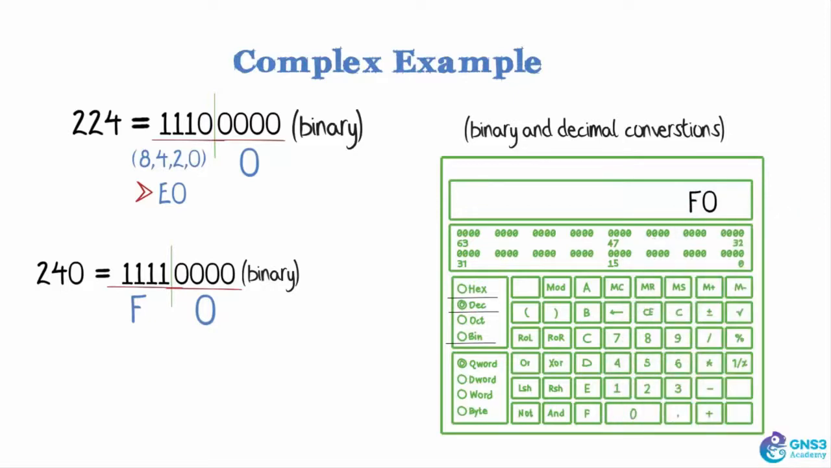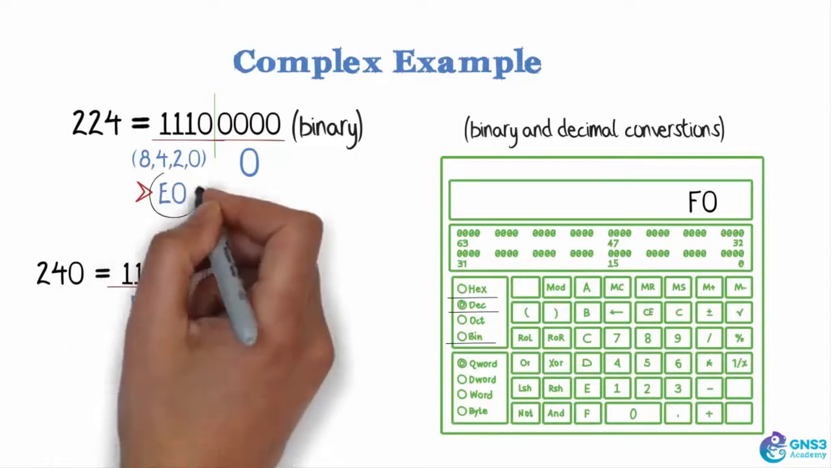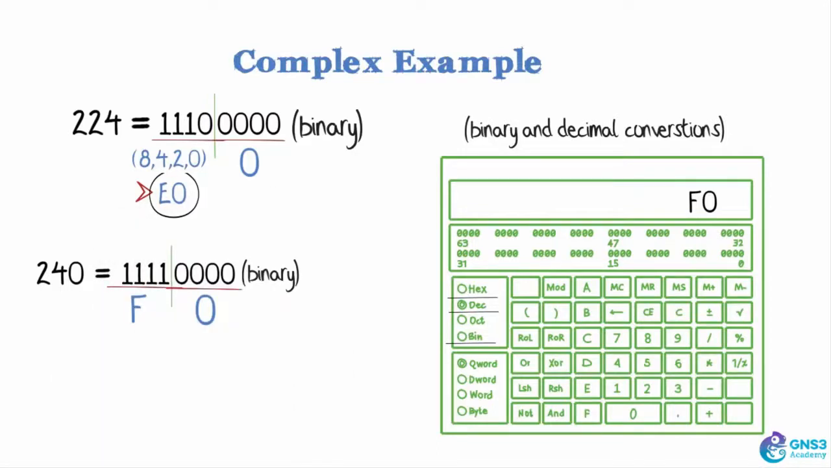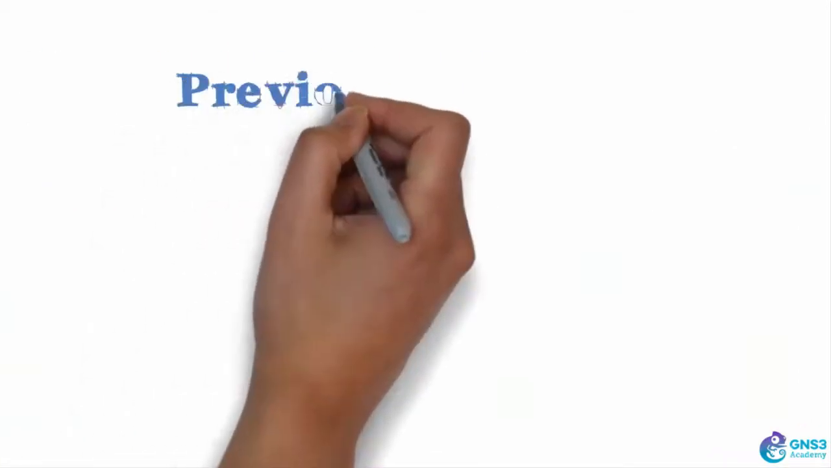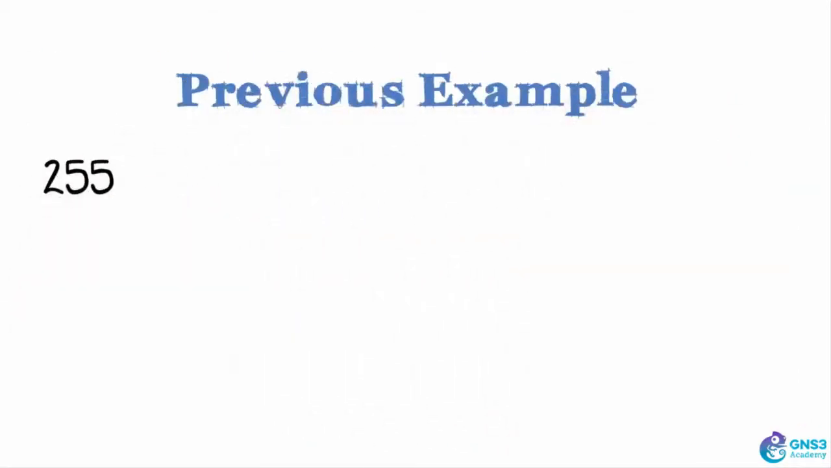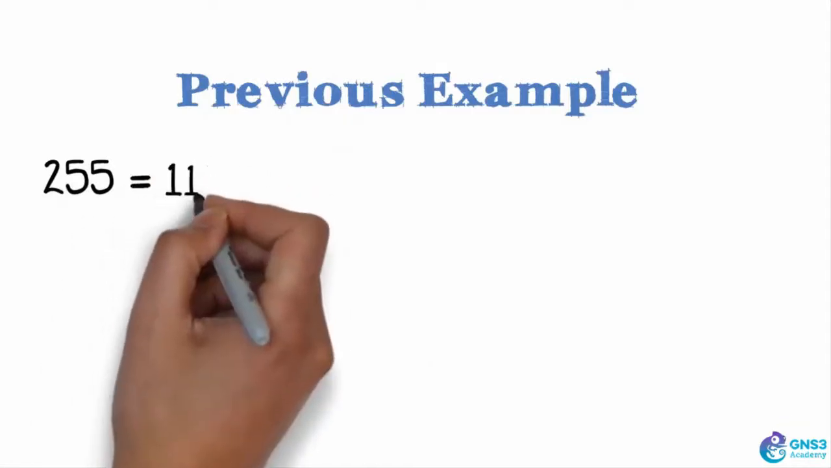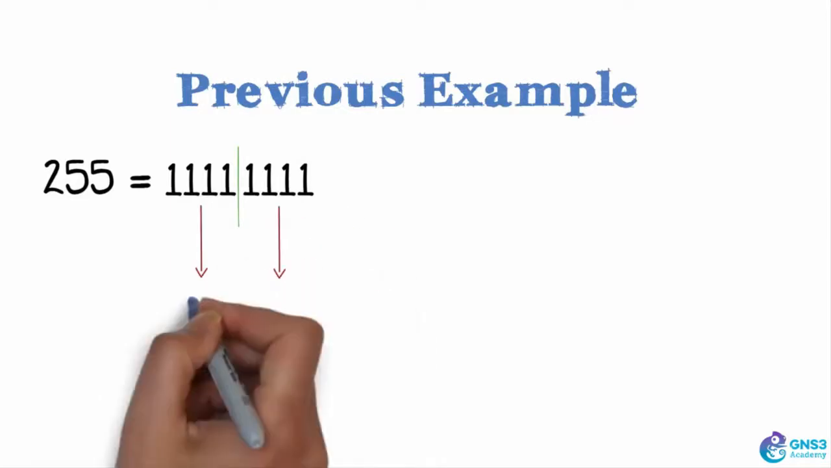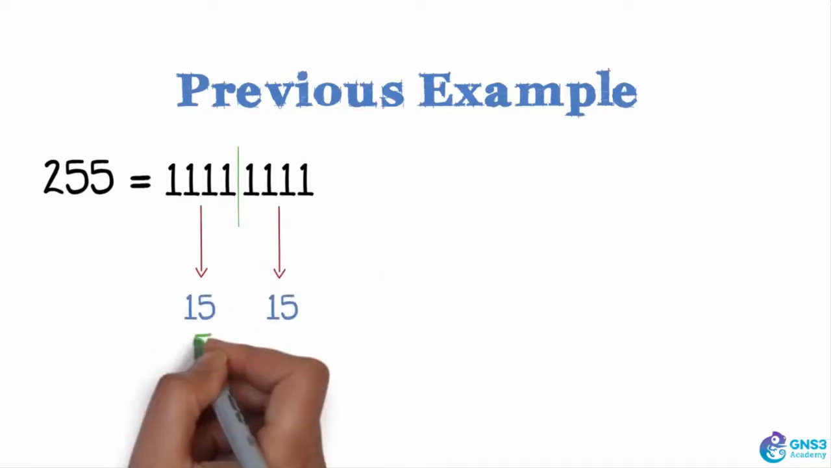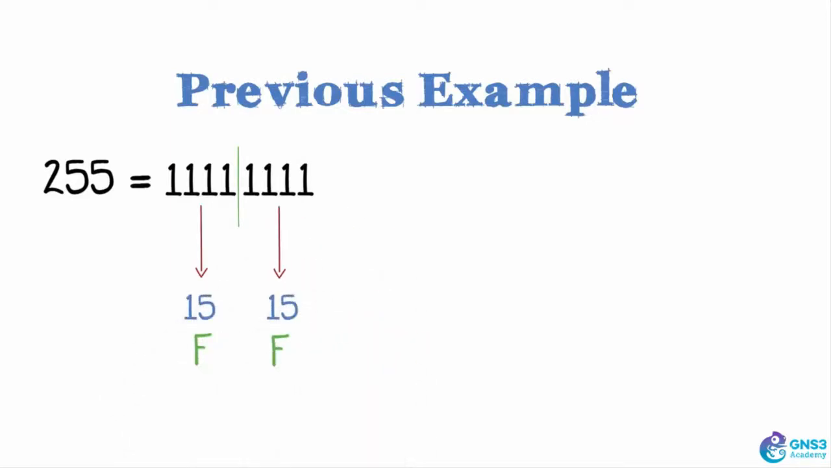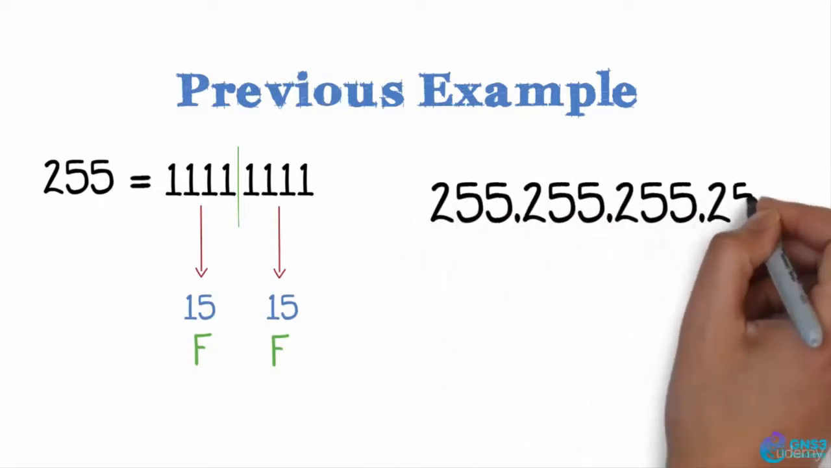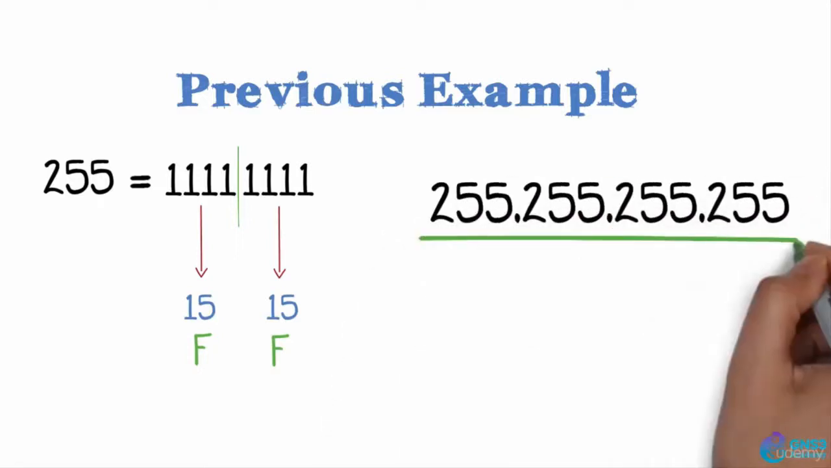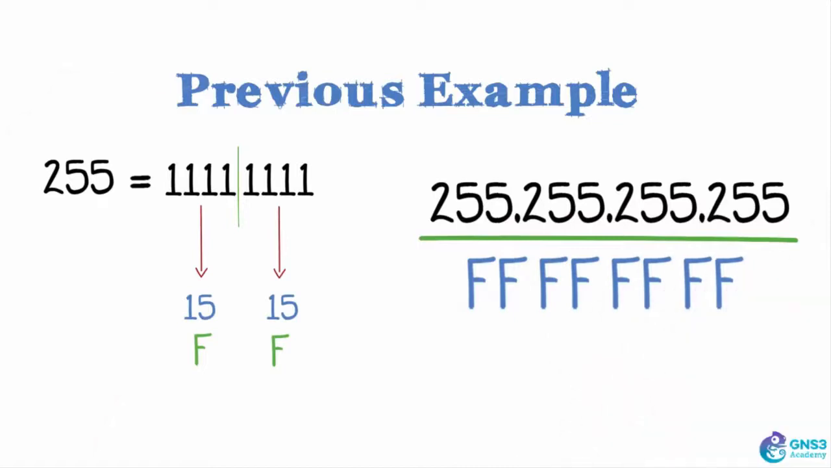So 224 equals E0 in hexadecimal. 240 equals F0 in hexadecimal. Going back to our previous example of 255, 255 equals 8 binary 1s. Split it in 2. That gives you 15 in decimal or F in hexadecimal. So 255, 255, 255, 255 gives you 8 hexadecimal Fs.